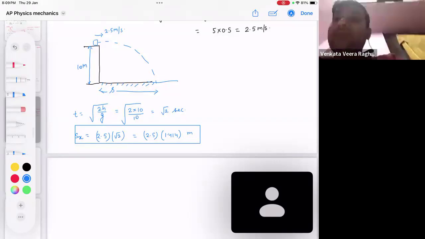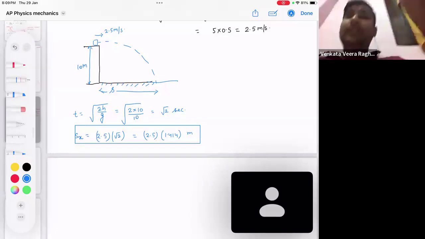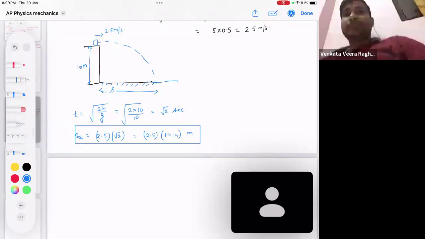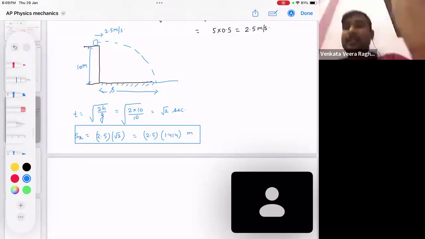Okay. So here what happened? That work energy theorem was related with what? Related with the projectile motion. So please tell me, did you understand this one? This was the last example given in the class.